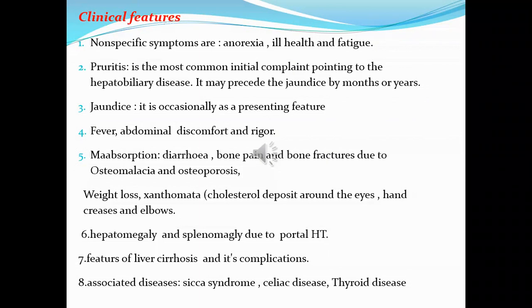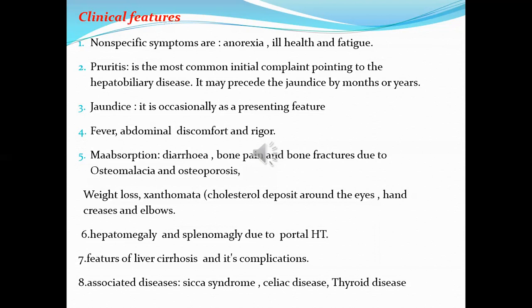Third, jaundice. It is a clinically presented feature, maybe the only presented feature. Sometimes the female comes to you with only jaundice. We investigate and find she has primary biliary cirrhosis. Fever, abdominal discomfort, and rigor: this we call Charcot's triad. Charcot's triad indicates there is an inflammation of the biliary system. Complication of primary cirrhosis by infection: fever, abdominal pain, and rigor.